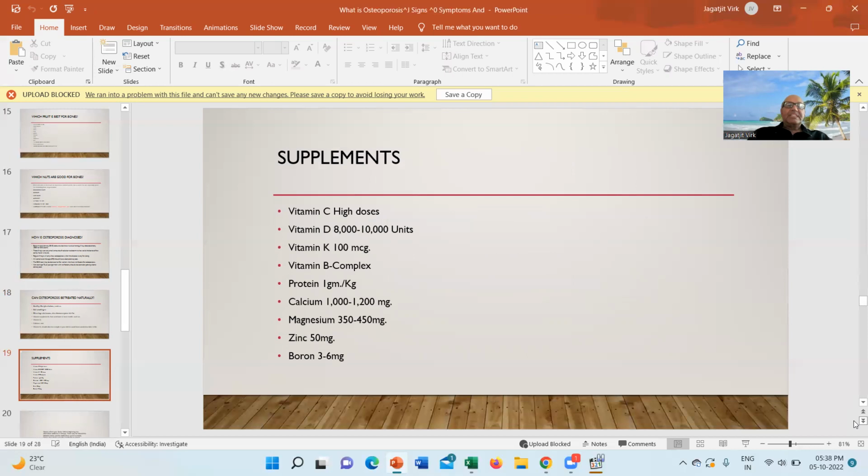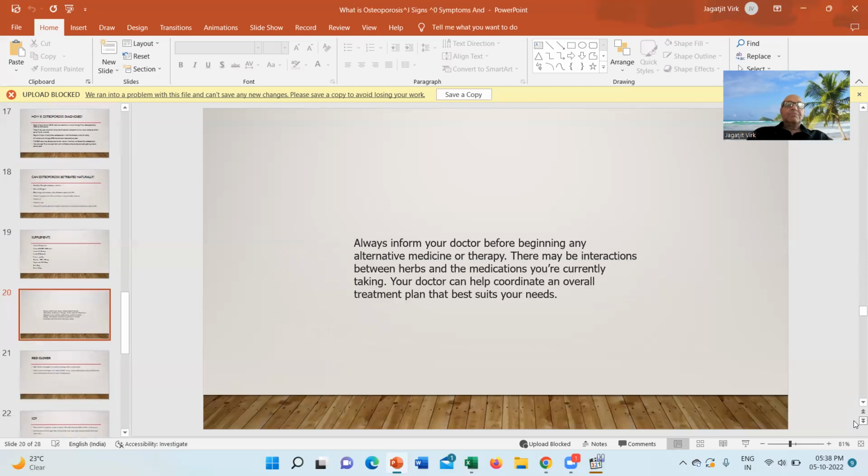Supplements of vitamin C in high doses, vitamin D 8,000 to 10,000 units daily, vitamin K up to 100 microgram, vitamin B complex, protein 1 gram per kg daily, calcium 1000 to 1200 milligram daily, magnesium 350 to 450 milligram daily, zinc 50 milligram daily, boron 3 to 6 milligram. All these supplements help maintain the health of the bones.